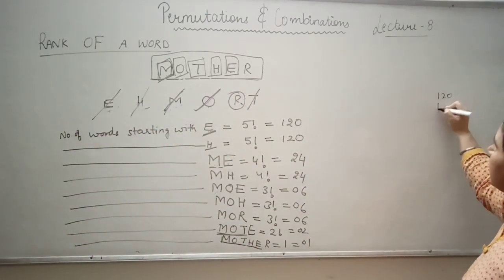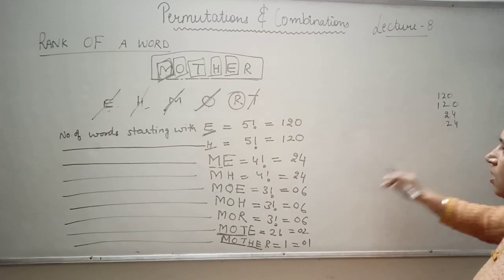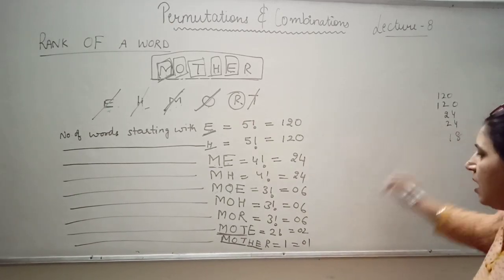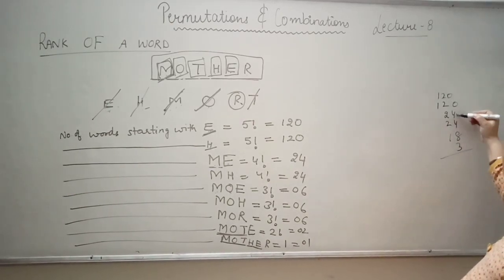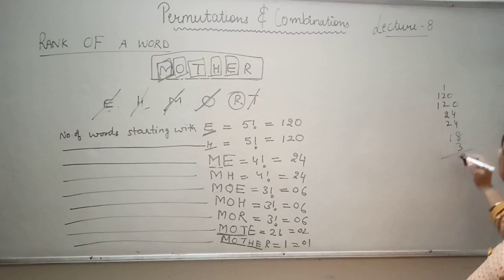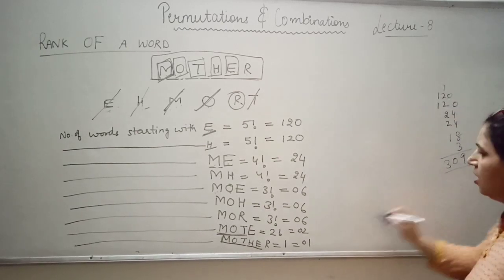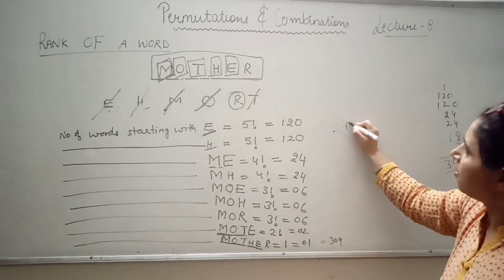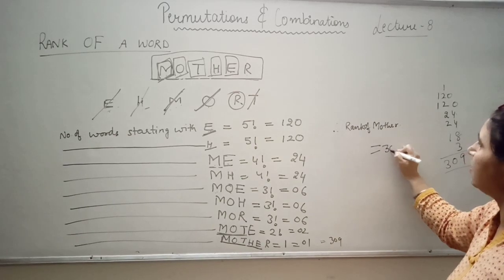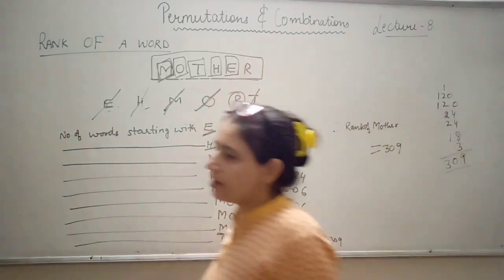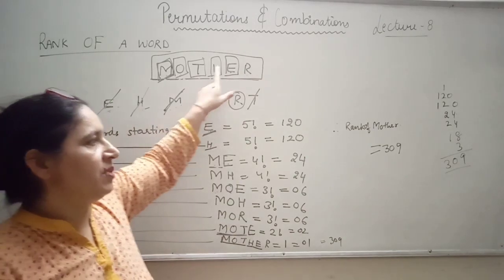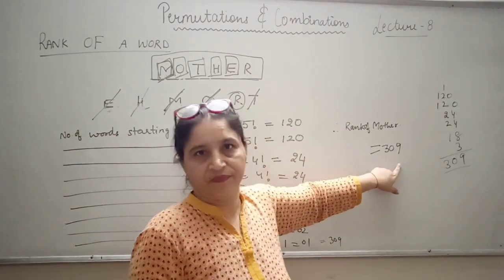So this is 120 plus 120, 24 plus 24, 6 plus 6 is 12, and this is 6 plus 6 plus 6, this is 18, and this is 2 plus 1 is 3. So this is 8, 16 plus 3, 19, this is 5 plus 5, 10, and this is 309. Therefore, rank of mother word is 309. Means if alphabetically we keep on writing all these letters, then this word mother will be at the 309th position. Is it clear?